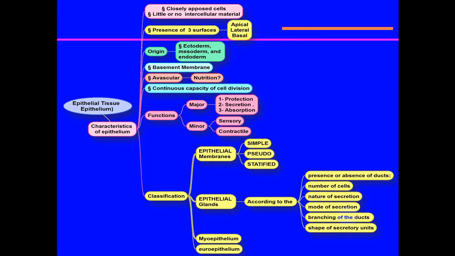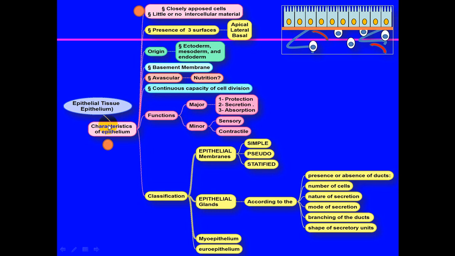Then we have got the characteristics of the epithelial tissue. What are the characteristics of epithelial tissue? First, the definition of epithelium. Epithelium is made up of closely opposed cells with very little or no intercellular substances between them.